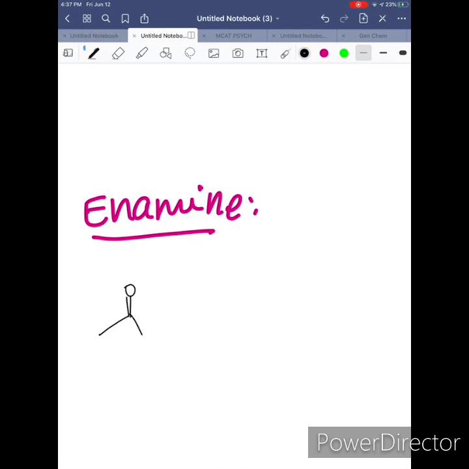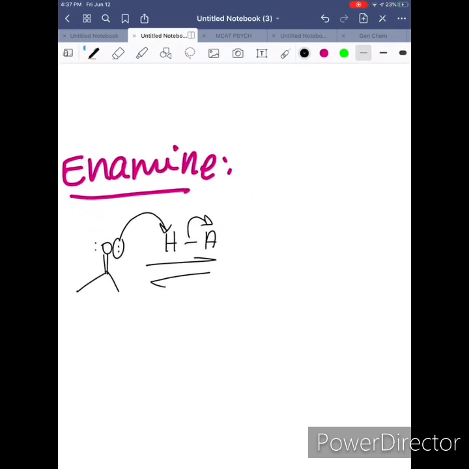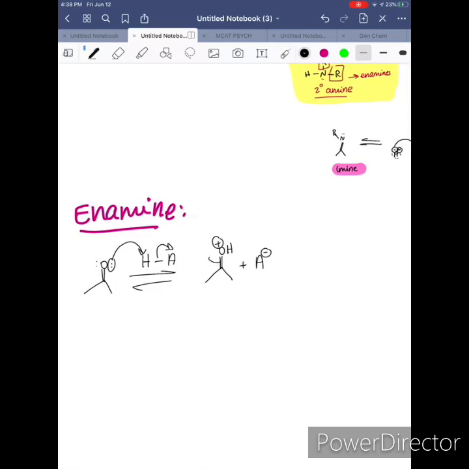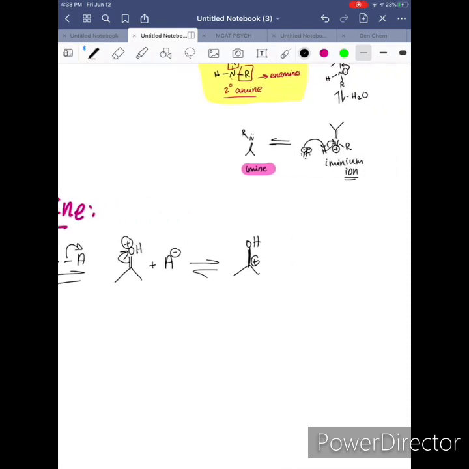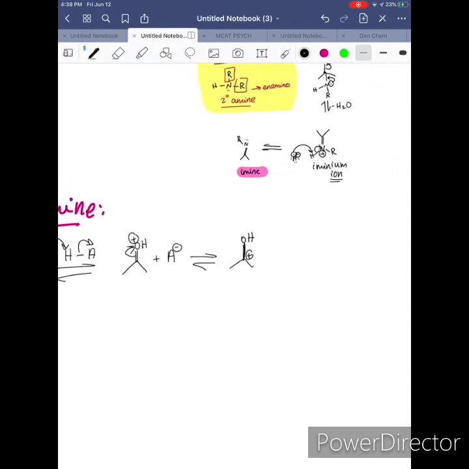Okay, and I'll start with the exact same thing. Right, a ketone and an acid catalyst. This is going to attack this hydrogen. It will leave, and these electrons will be donated onto this A. So I'm going to have plus A minus, right? And then these electrons are going to go onto this oxygen, which gives me this.